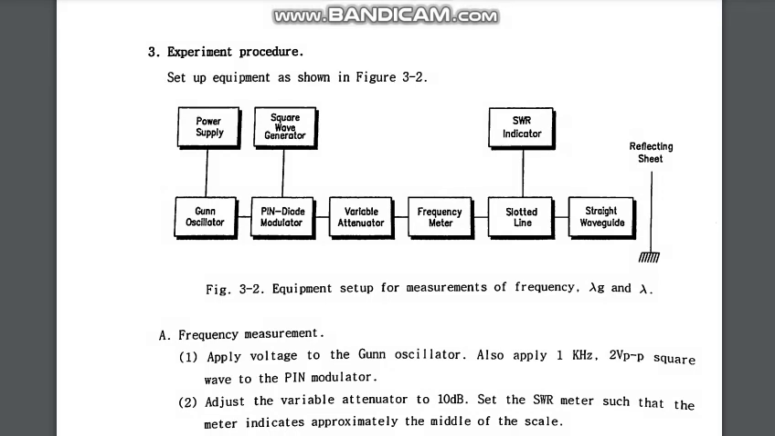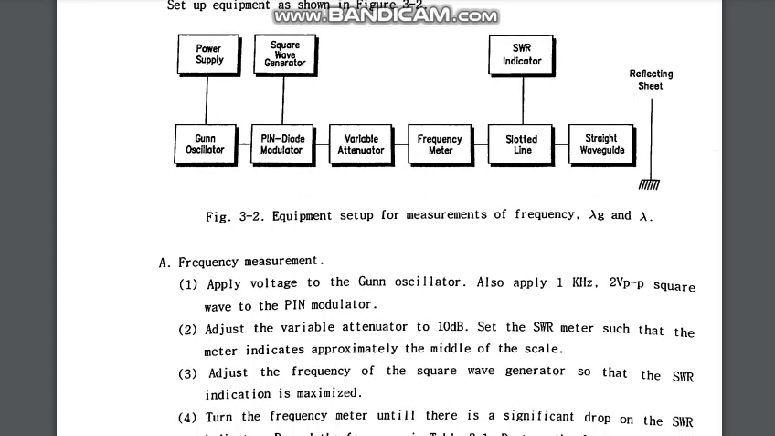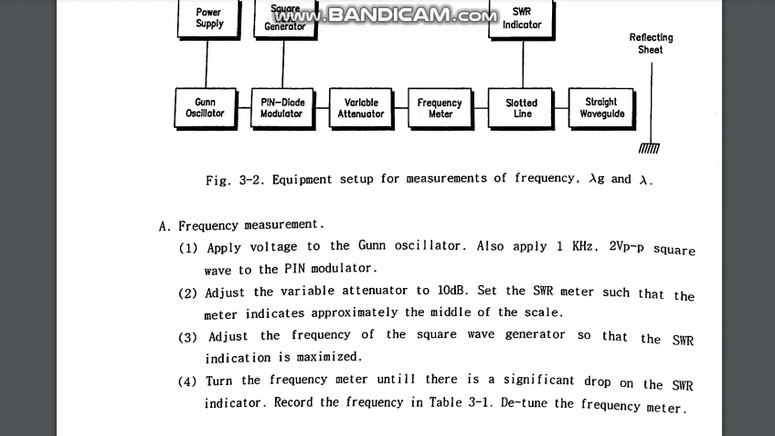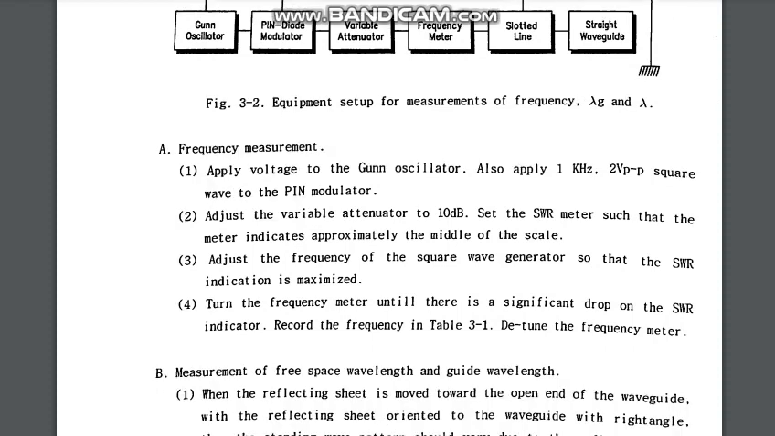Apply voltage to the Gunn oscillator. Also apply a 1 kilohertz, 2 volt peak-to-peak square wave to the PIN modulator. Adjust the variable attenuator to 10 decibels. Set the SWR meter such that the meter indicates approximately the middle of the scale, and adjust the frequency of the square wave generator so that the SWR indication is maximized. Turn the frequency meter until there is a significant drop on the SWR indicator. Record the frequency in the table and detune the frequency meter.